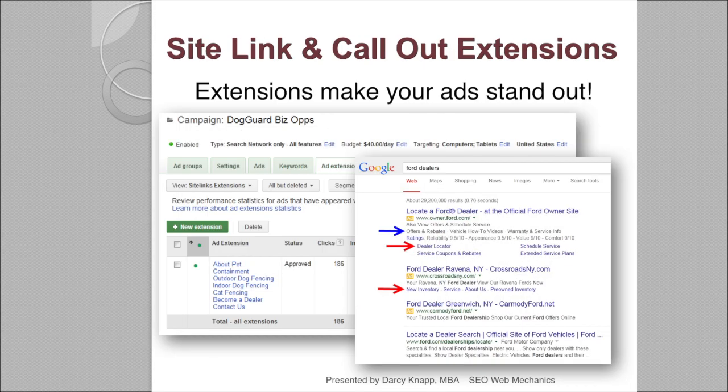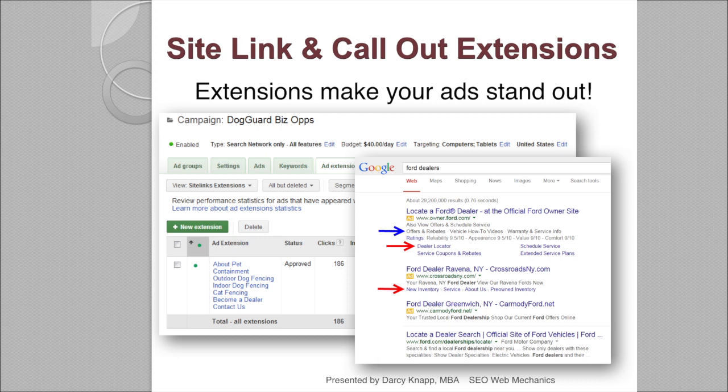Let's look at the extensions you can add to your ads. Extensions make your ads bigger. They make you look stronger on the page. They can also get you placed higher. Ads with keyword extensions, site link extensions, and callout extensions tend to rank better on the paid ad search.